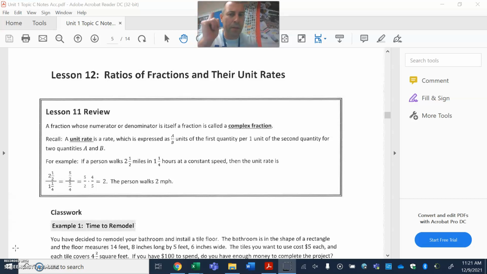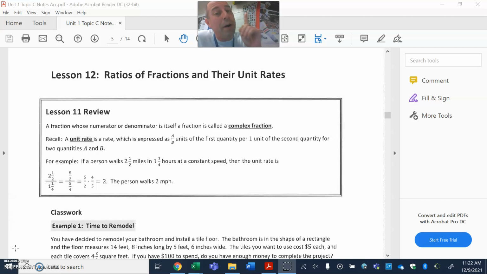Sound the alarms, people. All right. Some of you may want to call the police here, but there's not a lot going on. I know you're going to be upset, angry, and want to voice your frustration to someone, but look at Lesson 12. Look at the title: Ratios of fractions and their unit rates. My goodness, people, same thing that's going on here.